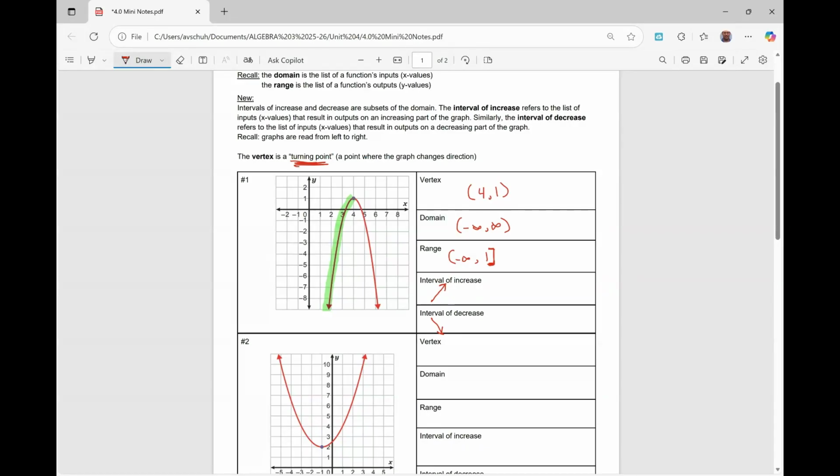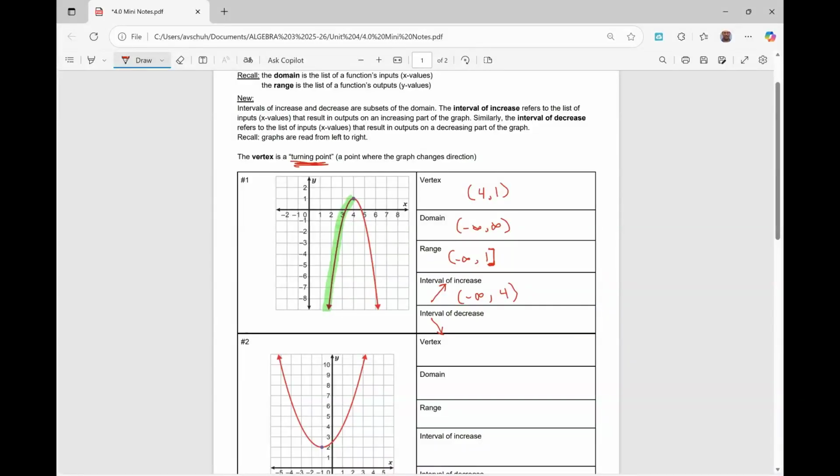So the interval of increase is going to be written just like our domain. It's going to be talking about the x values for which we're increasing. And so my interval of increase is going to be from negative infinity to the x value of my vertex, which is going to be 4. Now it's kind of tricky because the point itself is included, but the interval of increase itself is between negative infinity and 4 for our x values.